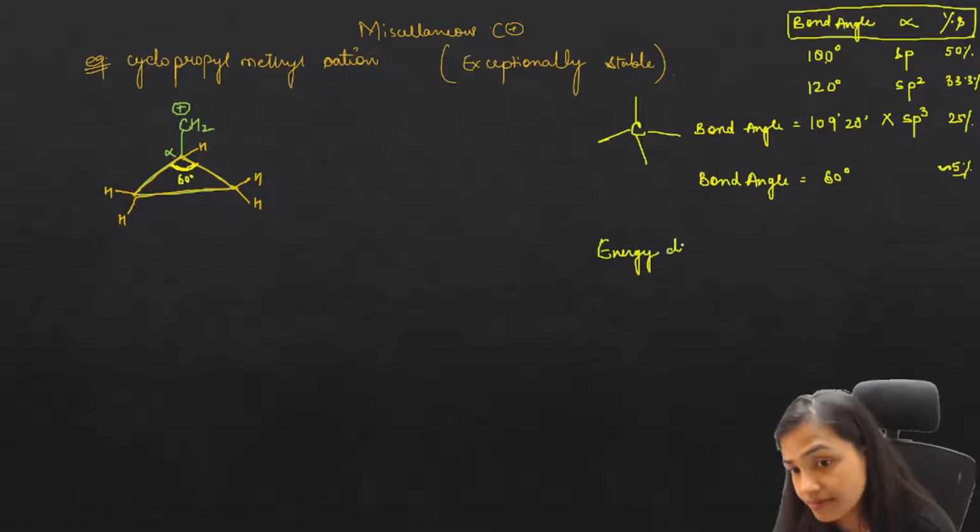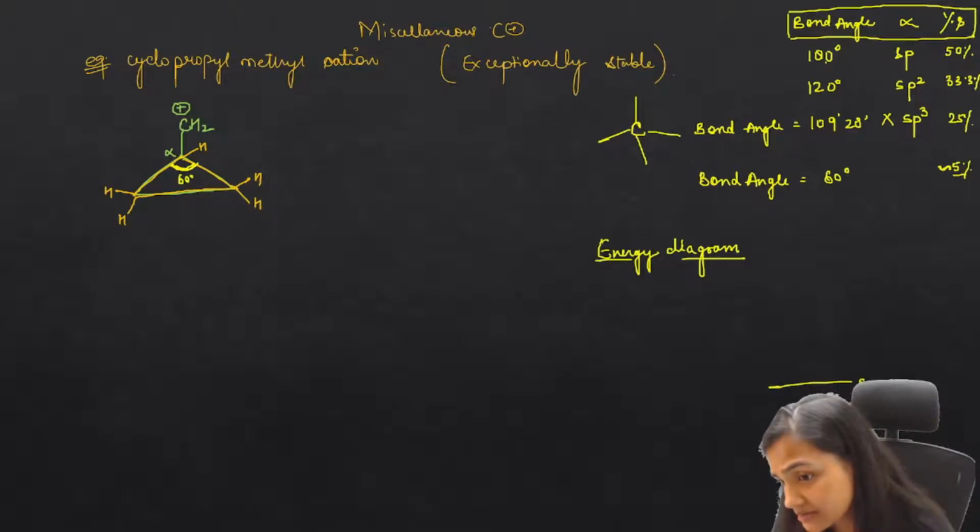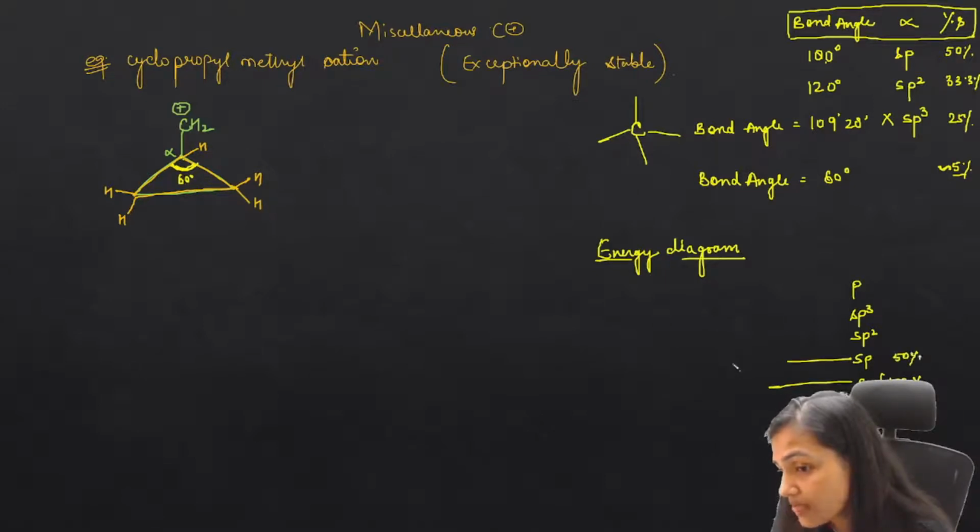energy diagram. When you see the energy diagram, you will find the S character: here we have 100% S character. Then we could have sp, then sp2, then sp3, then p, right? For sp, the percentage of S character is 50%.